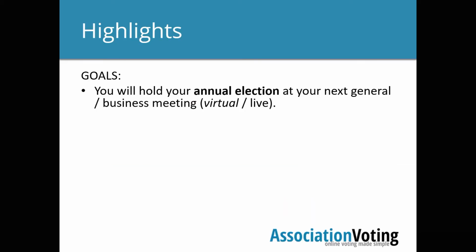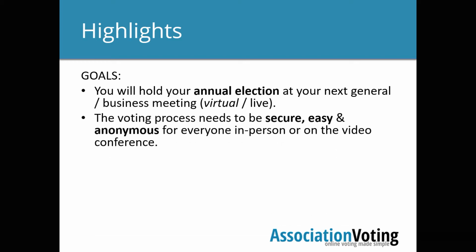You are planning to hold an annual election at your next general meeting or business meeting. This meeting will be virtual via a video conference solution such as Zoom or GoToMeeting, and live for those who can join in person. Therefore, you need a solution that is secure, easy, and anonymous for everyone, regardless of their location. Association Voting has the solution for your election.